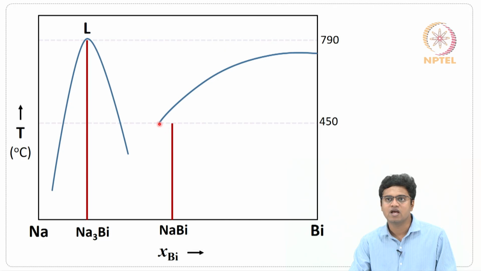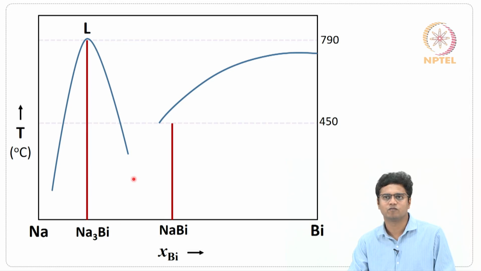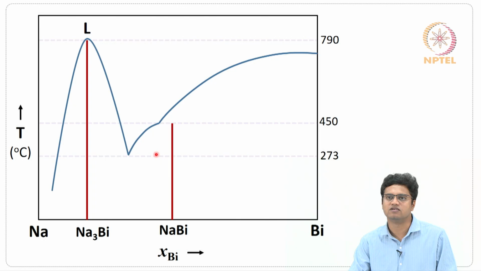And in addition to that, this cannot terminate somewhere here. Why? Because again NaBi, above NaBi I will get the liquid and it becomes a congruently melting system. But in the statement of the problem, it is given that NaBi doesn't melt, rather it undergoes decomposition into one more solid and a liquid. That's the reason I have secured this part.